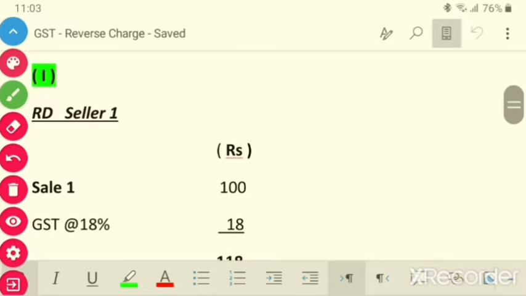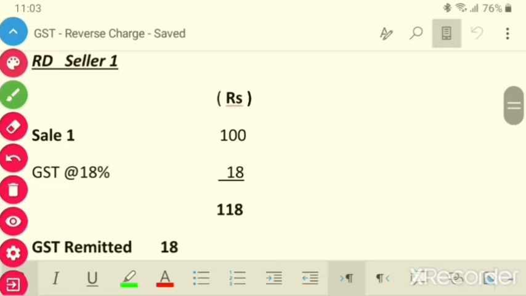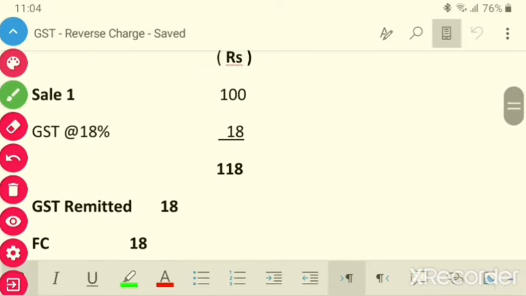Now let us take some examples. Stage 1 sale. Let's assume the person is an RD, registered dealer. He is seller 1. The sale value is 100 rupees, exclusive of tax. Then tax thereon at 18%. 118 is the sale value including tax. Without tax it is 100, 18 rupees tax, with tax 118.